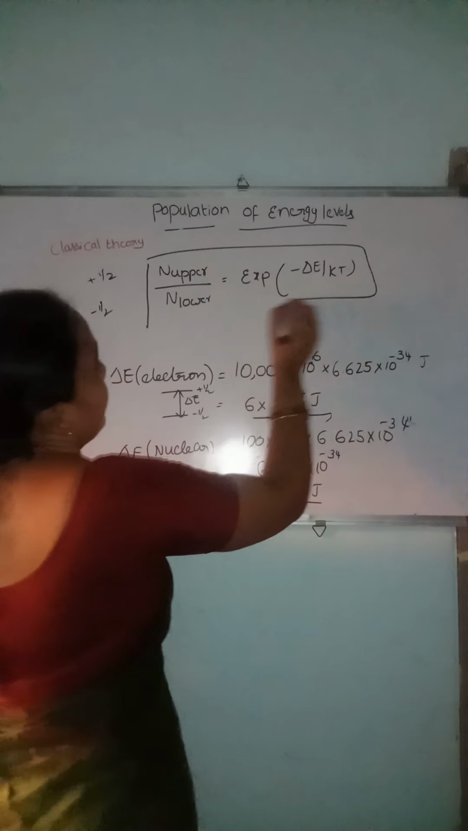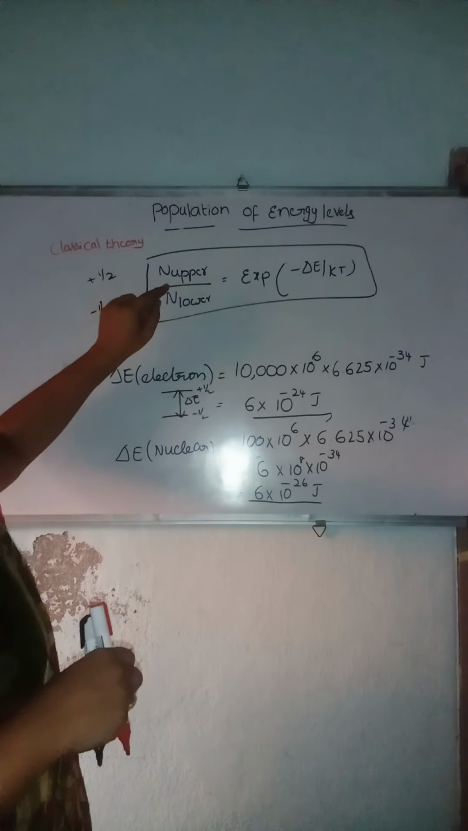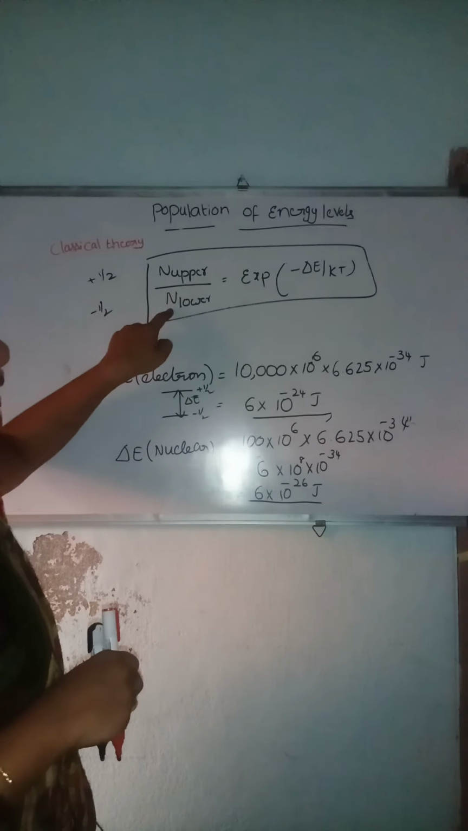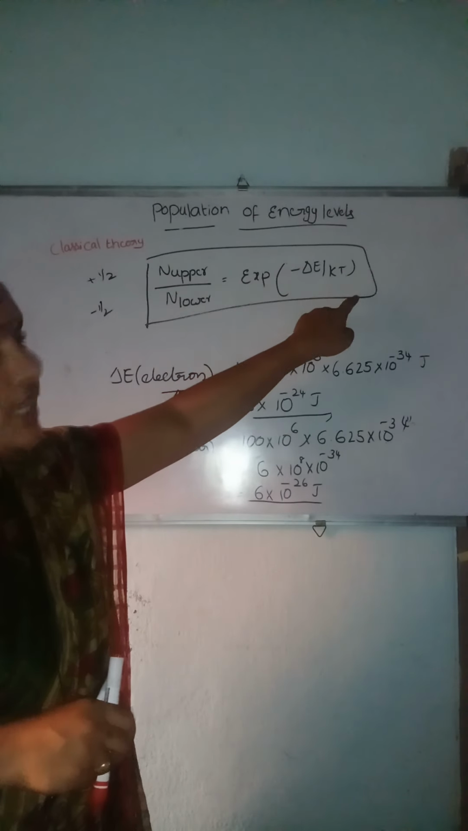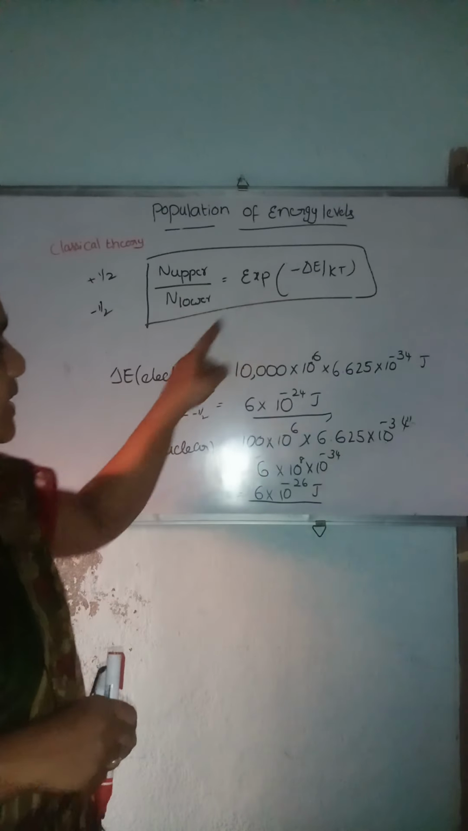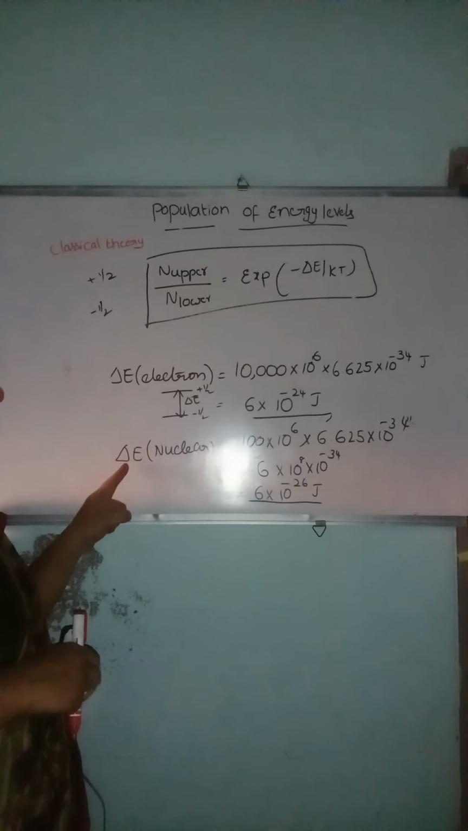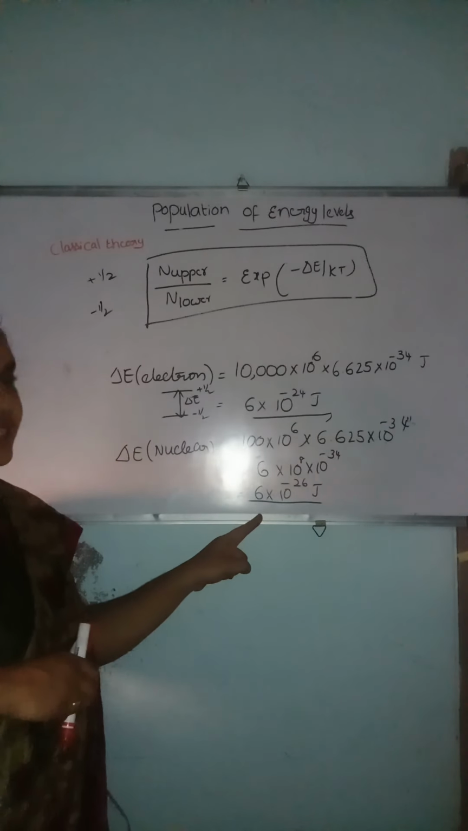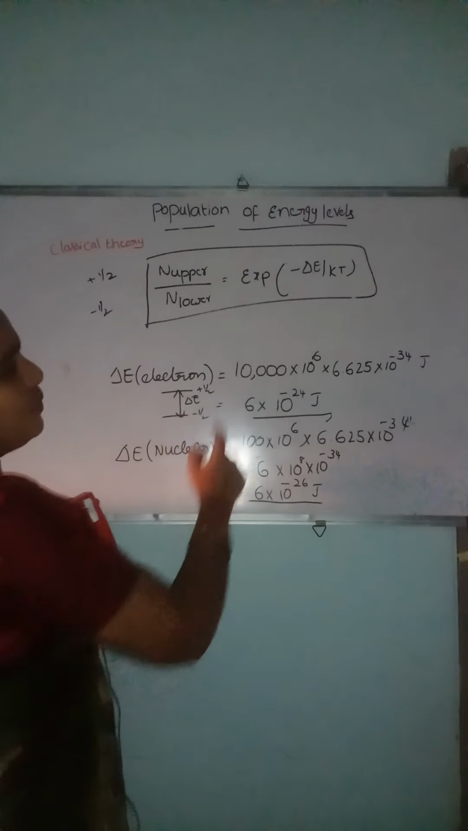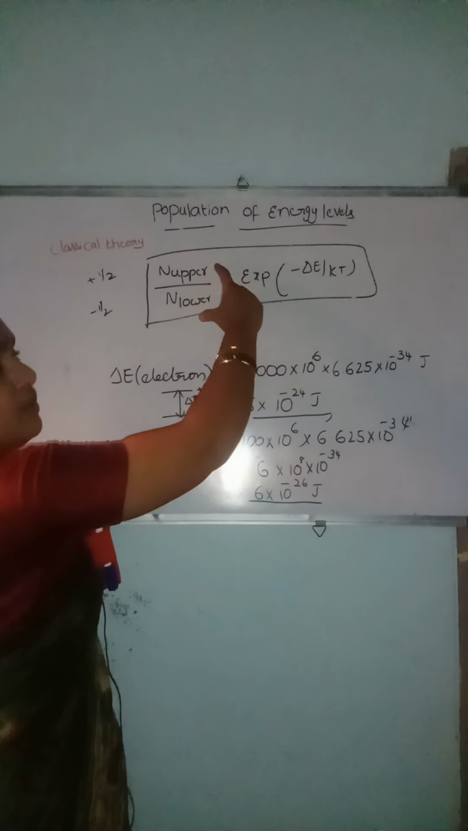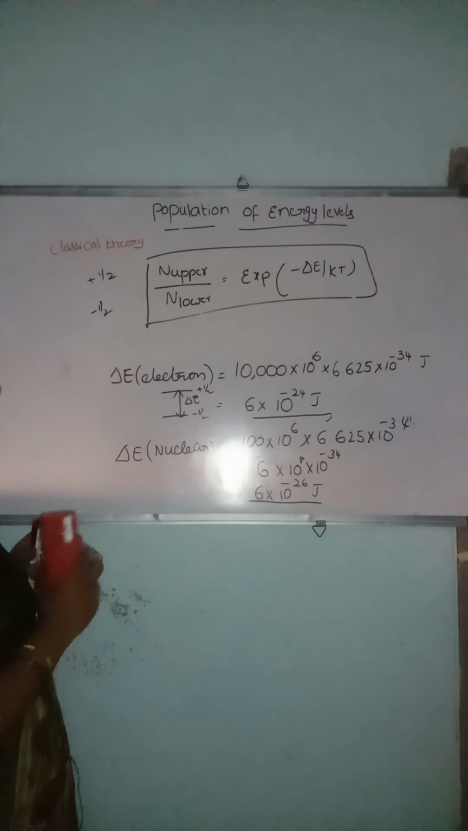According to classical theory, we can find the ratio of population of electrons or nucleus from upper to lower is equal to exponential of minus delta E by kT. So we already calculated delta E for electron is 6 into 10 power minus 24 joules, whereas delta E for nucleus is 6 into 10 power minus 26 joules. So let us substitute these two values in this equation, then we can find out the ratio of population of electrons and the population of nucleus.